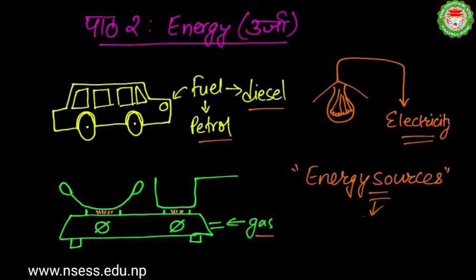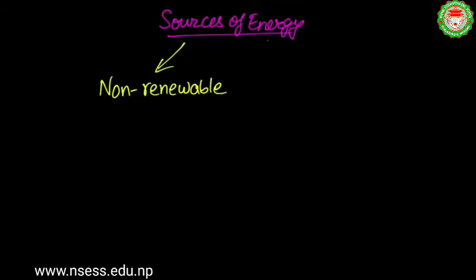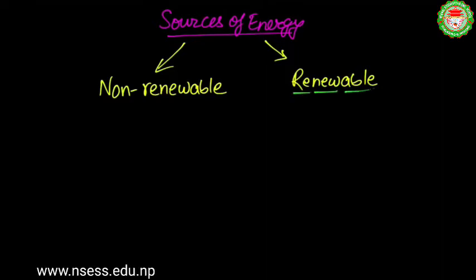So here you can see all these appliances need sources of energy to operate. Now sources of energy are of two types on the basis of their existence: non-renewable sources of energy and renewable sources of energy.